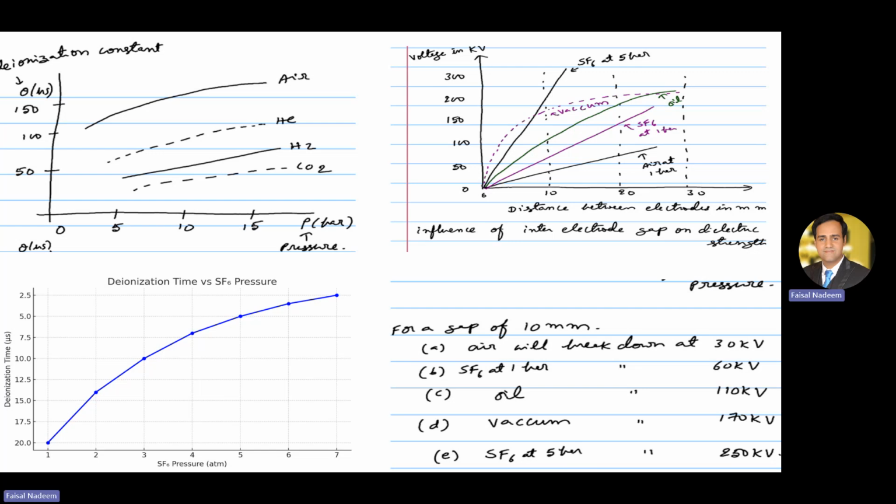And it will break down at 170 kilovolt. However, at 5 bars, SF6 circuit breakers have the best results.